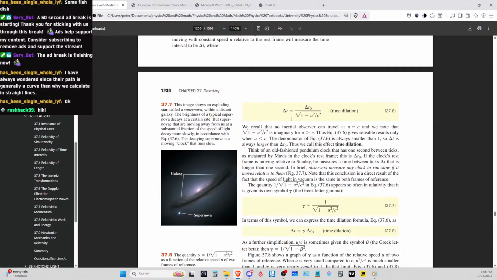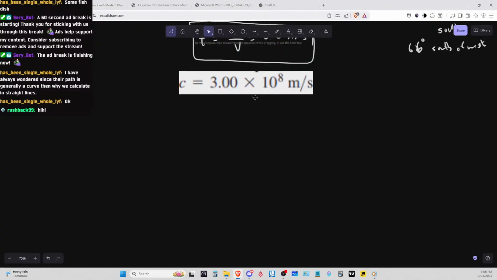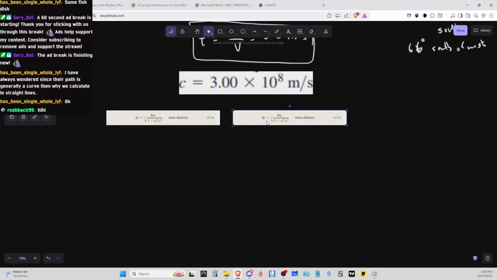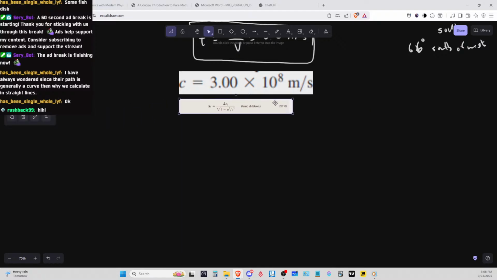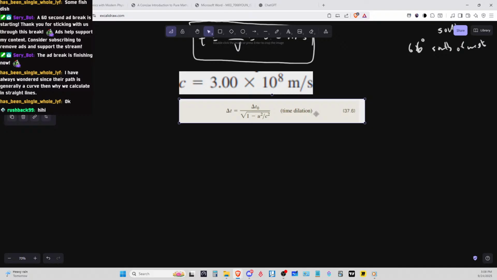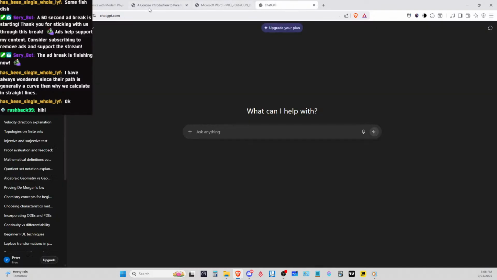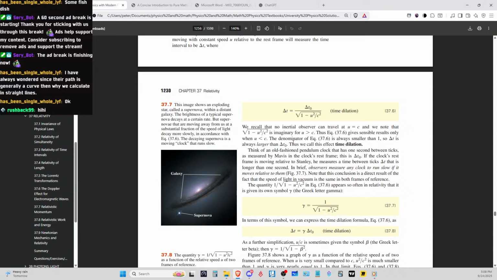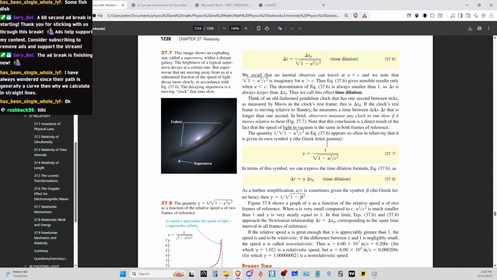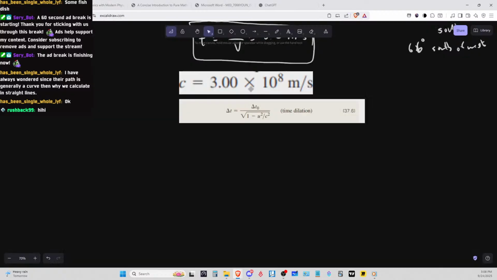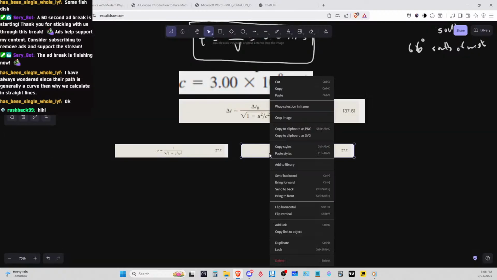So this is time dilation. We'll probably need this. They also call it gamma. I think we can copy this one too, actually, so that we can have it, because sometimes they can just give you gamma.